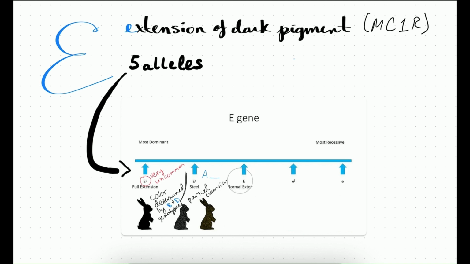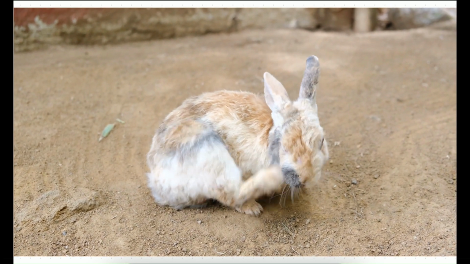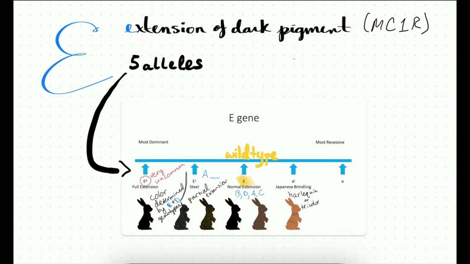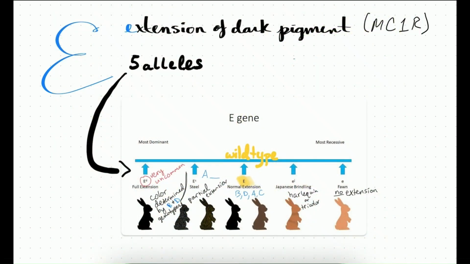The big E allele stands for normal extension and appears as the phenotype that is based on the B, D, A, and C genotypes. So the E allele is considered the wild type allele. The EJ allele stands for different extension by hair shaft. Originally known as Japanese brindling, an EJ rabbit will be harlequin or tricolored. And the little e allele stands for no extension, and the little e rabbit appears as fawn, orange, or red.